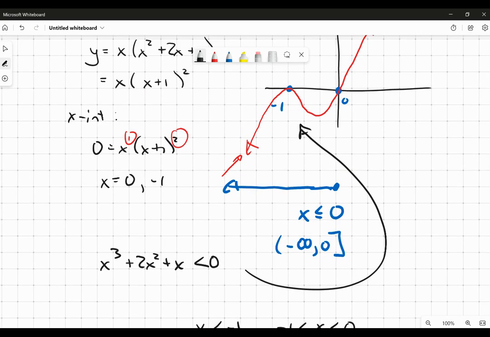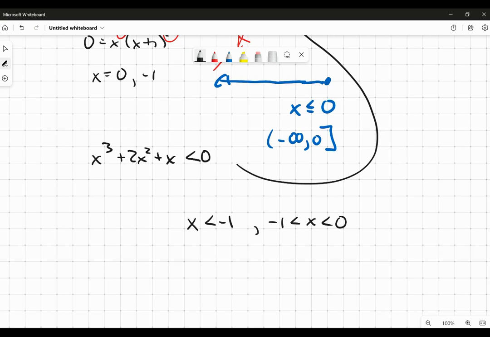But as soon as I hit negative 1, the y-coordinate is 0. As soon as I hit 0, the y-coordinate is 0. And beyond that, to the right of 0, it's always going to be positive. And so I can write this in interval notation. This would go from negative infinity to negative 1, not including the negative 1. That's where it goes to 0. Together with negative 1 out to 0. And that would be my solution to that inequality, if that's what it was asking. I just wanted you to see the difference between the two.